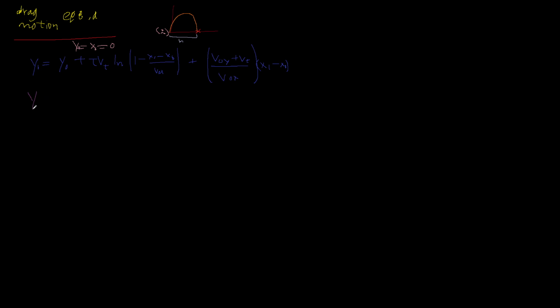So when we substitute this in, y of x is equal to tau v_t. I'm actually going to put the linear term at front, t over v_ox times x, plus tau v_t natural log of 1 minus x over v_ox. And this is going to be, it's a root, so our y equals 0. So we want this to be equal to 0. So we want to solve for x.